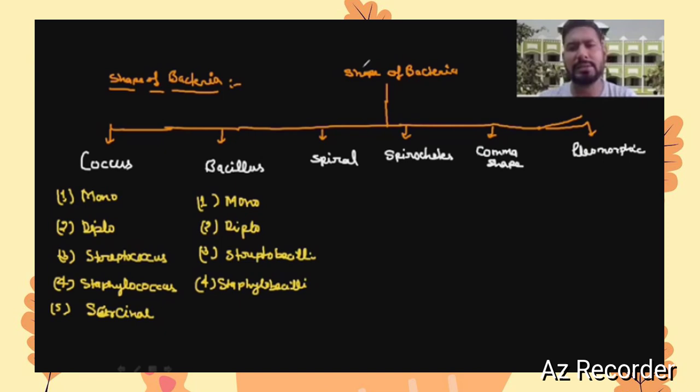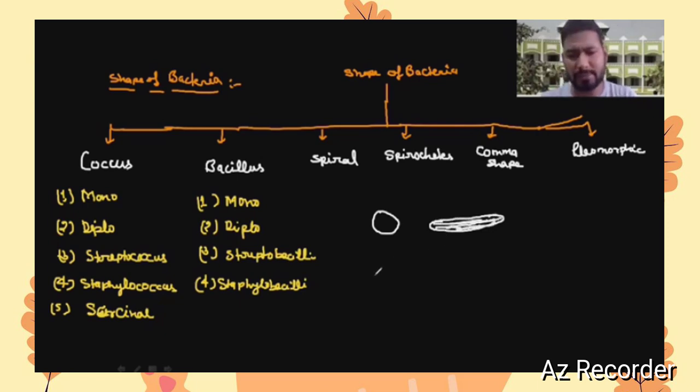If we are talking about the coccus, coccus means spherical shape bacteria. Coccus represents the bacteria which have the spherical shape. Second one is the bacillus shape bacteria. Bacillus means it is looking like a rod shape. So this is called the rod shape bacteria. Bacillus means rod shape bacteria.